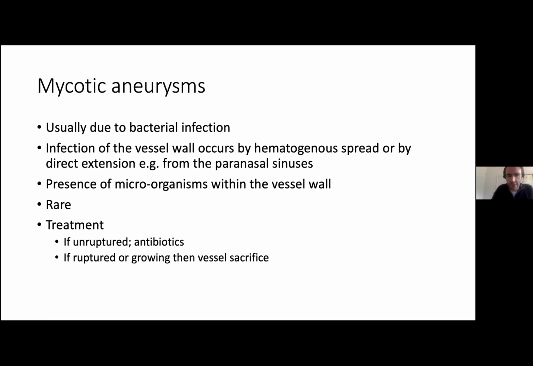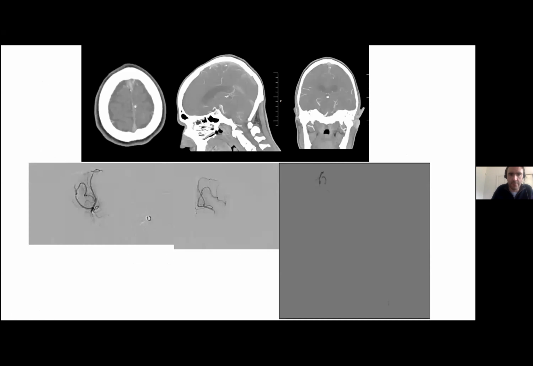There's a bit of a controversy about how to treat these. If they're detected incidentally, if you like, in a patient with endocarditis that might be imaged for stroke or something like that, then a lot of the time people just treat them with antibiotics and then do serial imaging to make sure that the aneurysm is stable. If it ruptures, or if the vessel starts to grow, then the vessel needs to be sacrificed. There's no other way to treat these. They're so distal.